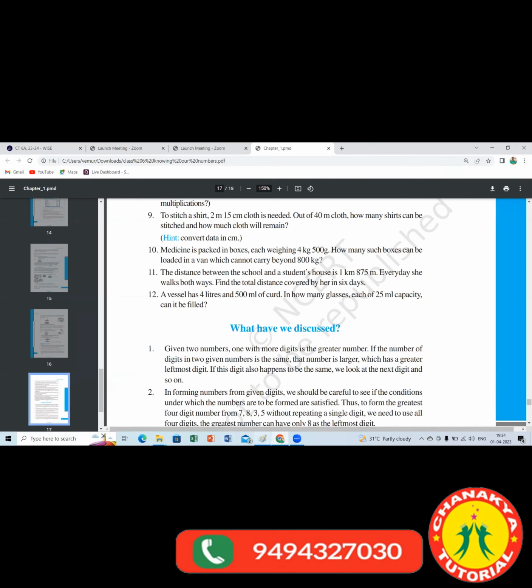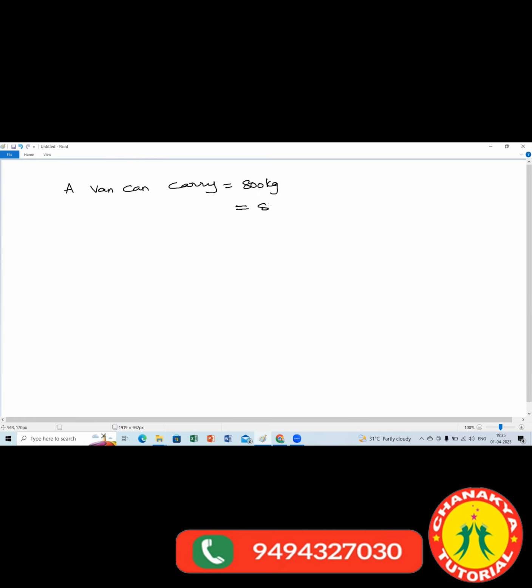So what you have to think here: the capacity of the van, or the van can carry, 8,800 kgs. If you want to convert kgs to grams, you should multiply by 1000. 1 kg to gram is how much, children? 1,000. You should multiply by 1000.